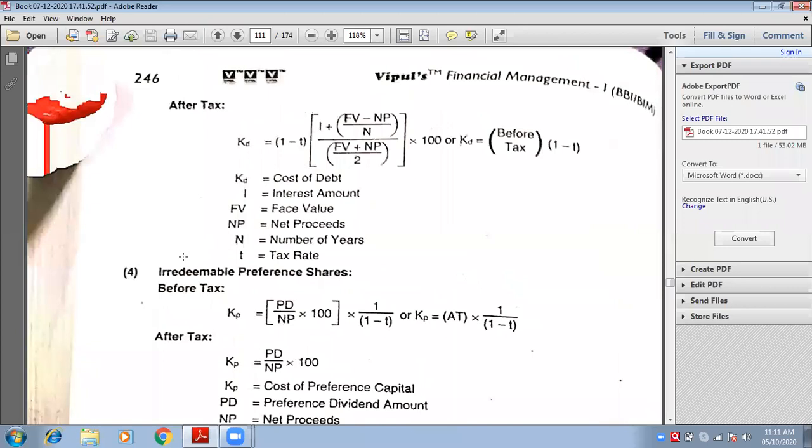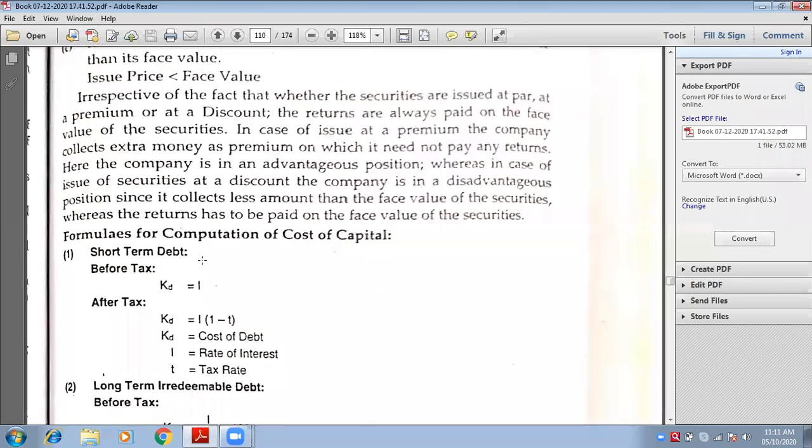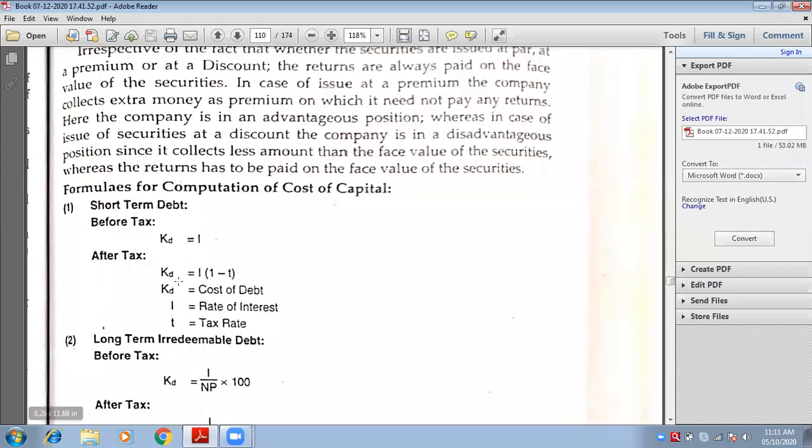Okay, so let's look at the formulas. This formula is very important. According to the sums, they can ask this very frequently. Short-term debt after tax. This formula is very important.